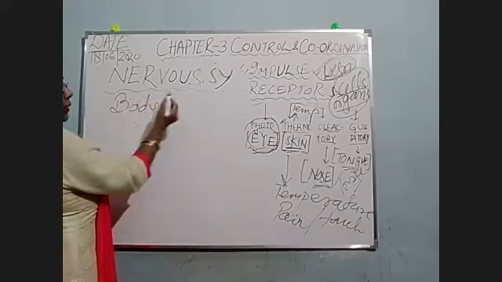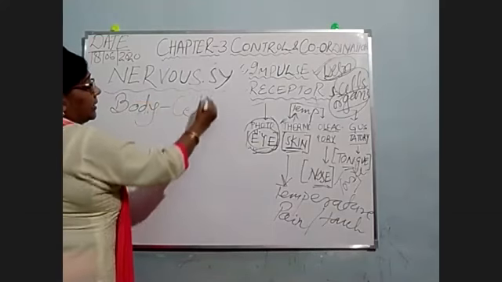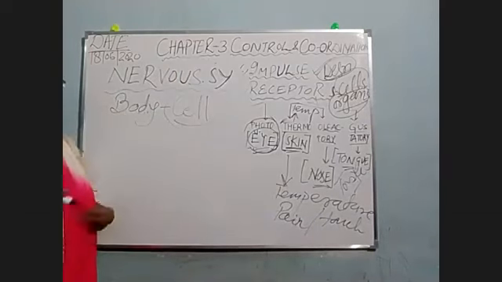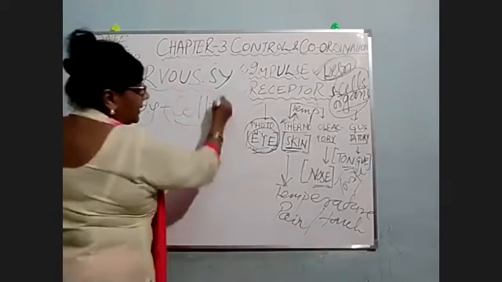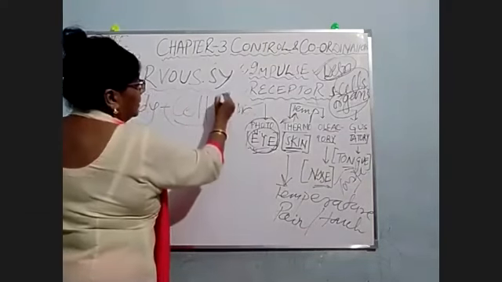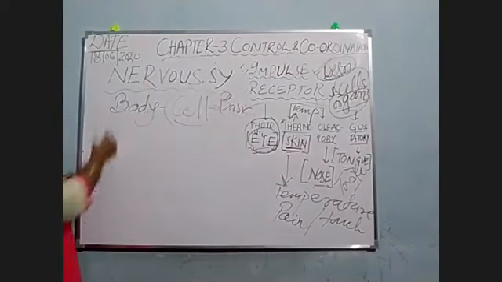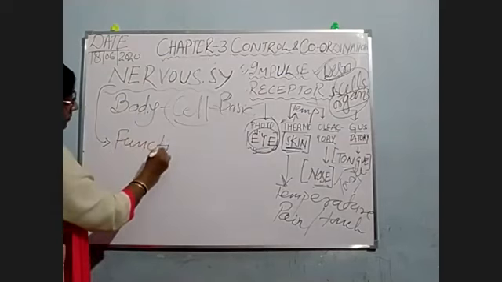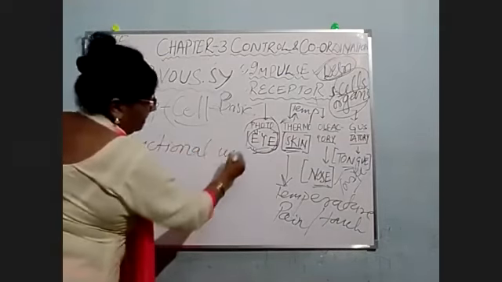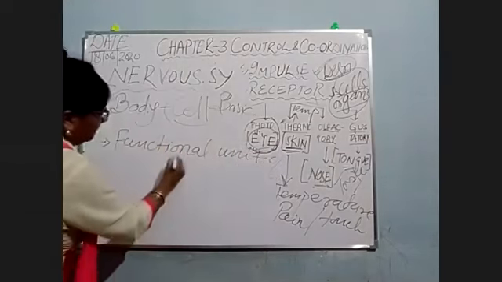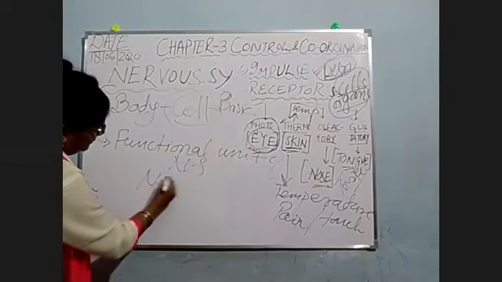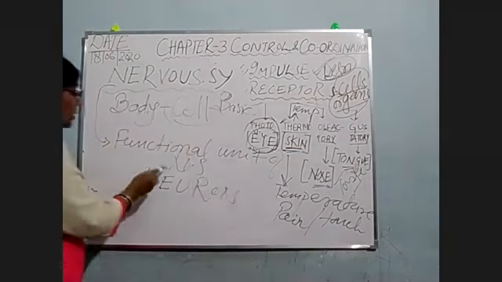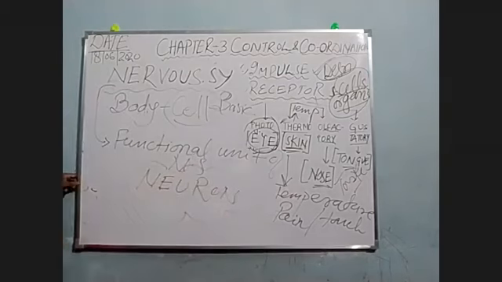The functional unit of your body or any living organism is the cell. Each living organism is made up of cells. Cell is the basic structural unit of life. Similarly, the functional unit of the nervous system is the neuron. So today we are going to study the structure of the neuron.